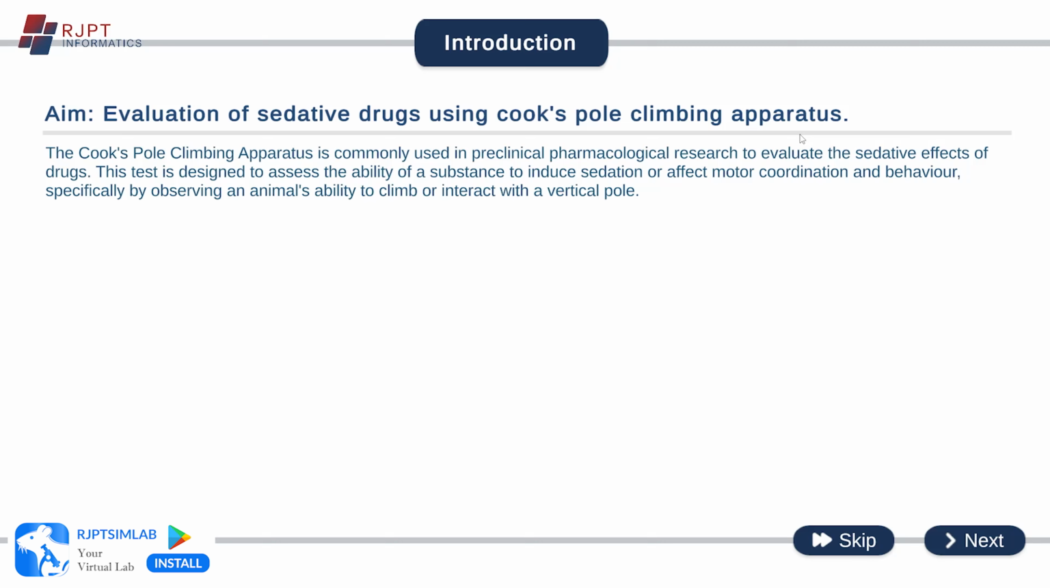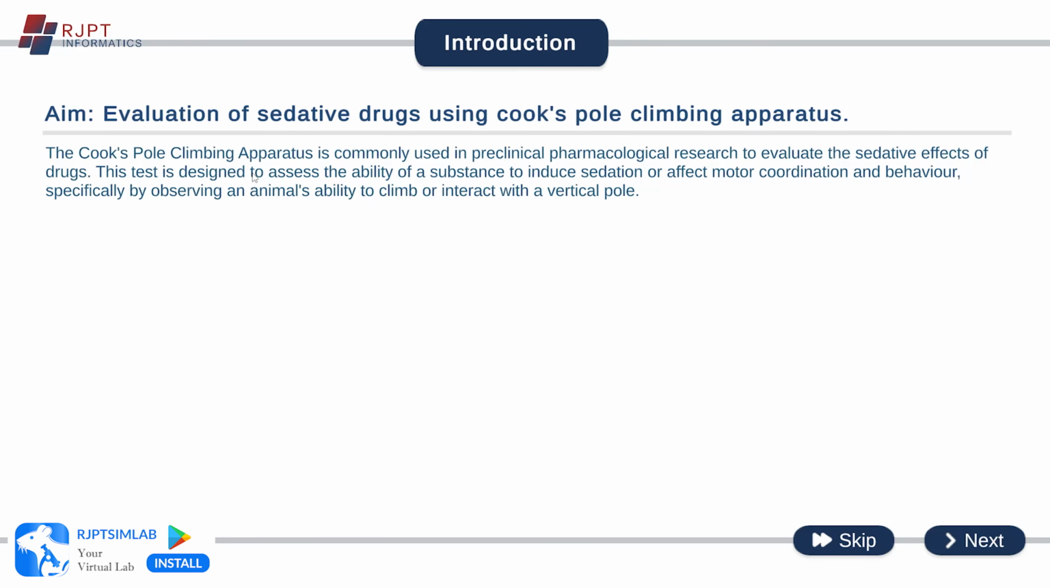At first, let us see the introduction part. The introduction says the Cook's pole climbing apparatus is commonly used in preclinical pharmacological research to evaluate the sedative effects of drugs. This test is designed to assess the ability of a substance to induce sedation or affect motor coordination and behavior, specifically by observing an animal's ability to climb or interact with a vertical pole.